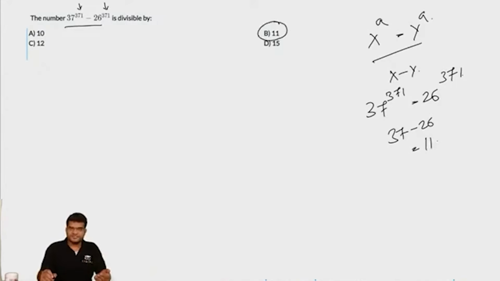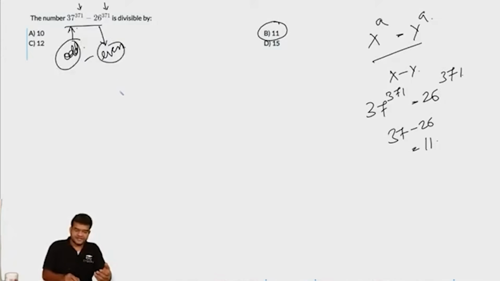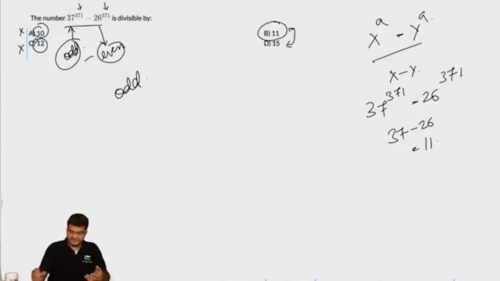You can even look at the options and then eliminate the others. So you know that 37 to the power 371 is odd, because 37 is an odd number. And 26 to the power 371 will be even, because 26 is even. So odd minus even, the resultant number will always be odd. So you know for sure that 10 will not be a factor, because 10 is an even number, and 12 will not be a factor, because 12 is also an even number. So the only two remaining ones are 11 and 15. Now, as we have discussed, we know that 11 is the answer, but we can also disprove 15.